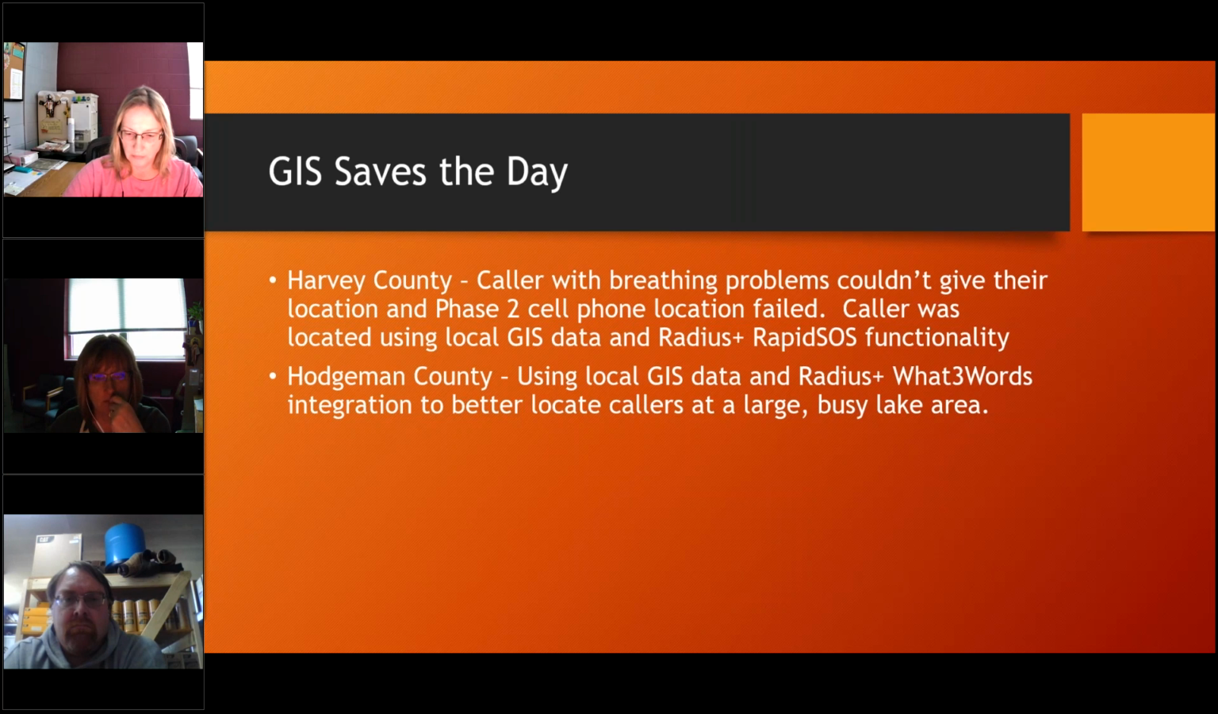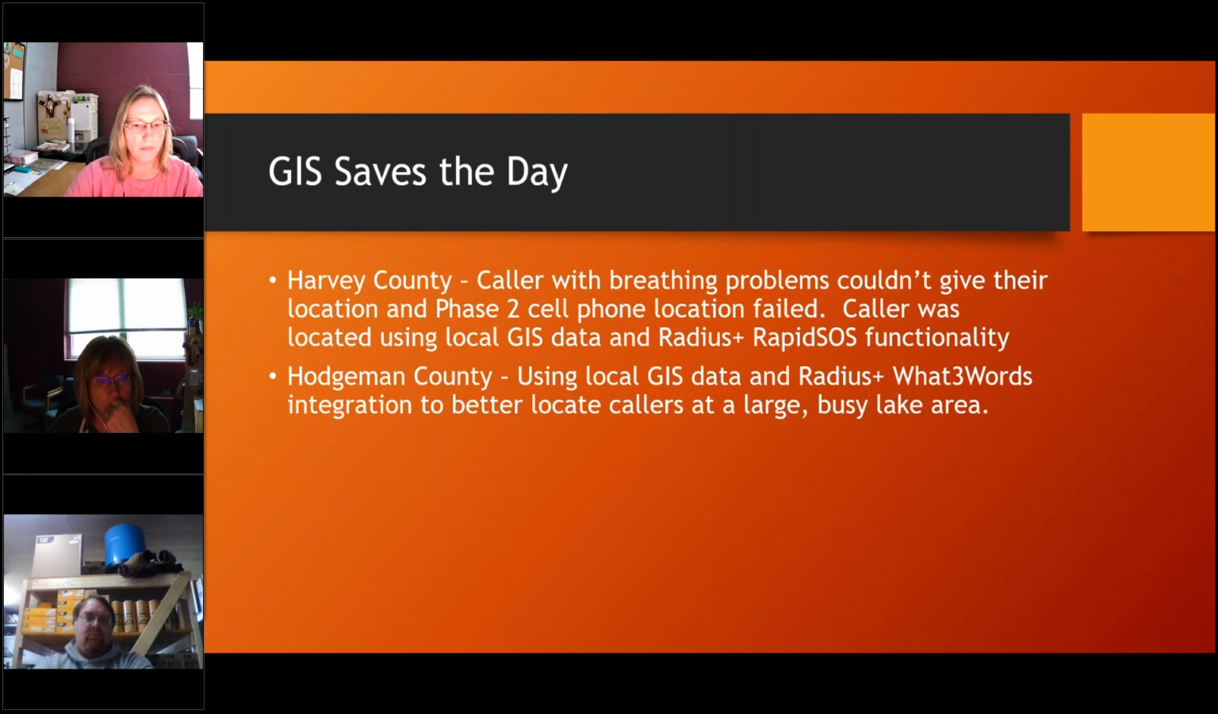Similarly, Hodgman County was using their local GIS data and Radius Plus's What 3 Words integration, which I'll talk about, to better locate a caller that again was in an emergency, and their address was a lake. It was a large, busy lake area, several square miles of area, and having the local GIS data to be able to get reference information about the various camping spots and the aerial imagery for reference, and What 3 Words, which was coming out of Radius, putting those pieces of information together, the officers were able to find based on what the dispatchers could give out.